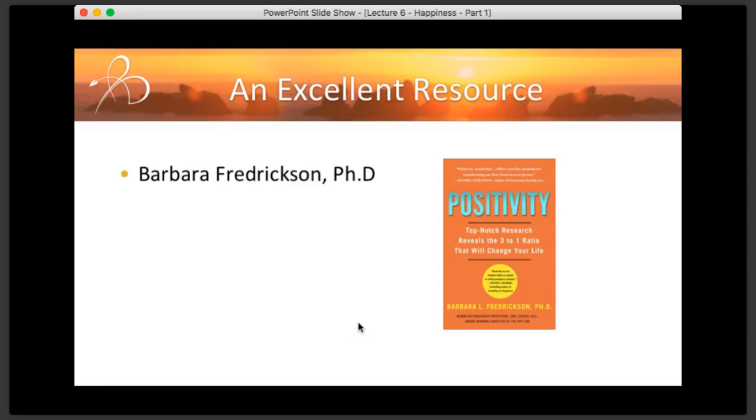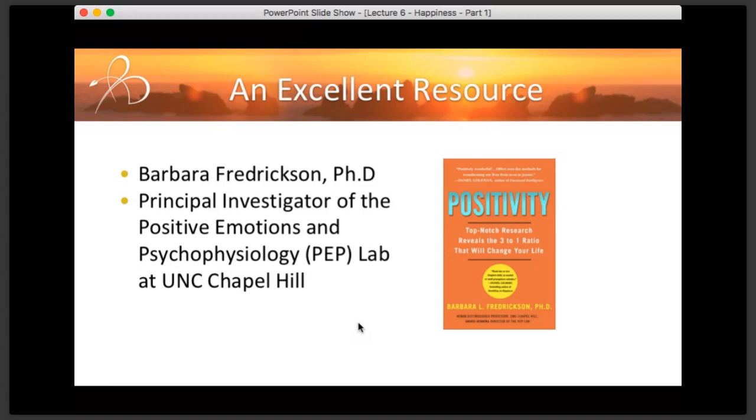So Barbara Fredrickson, PhD, is the principal investigator, the main professor, of the Positive Emotions and Psychophysiology Laboratory, the PEP Lab, at the University of North Carolina, Chapel Hill. She's got 2 books. Her first one here is Positivity. Top-notch research reveals the 3-to-1 ratio that will change your life. So this work was seminal. She was invited to visit with the Dalai Lama to present this work, and it's all the broaden and build. This is the broaden and build stuff.